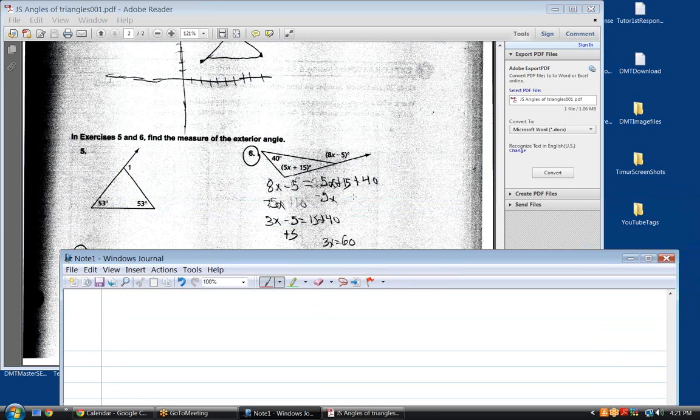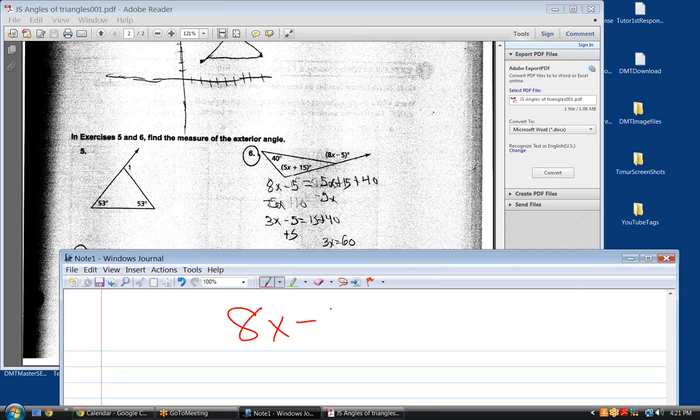It looks like you've done number 6 already, correctly, I might add. Okay, cool. In other words, you made this angle, that's the exterior angle, equal to the sum of this plus that. Okay, let's make sure you solved it correctly.